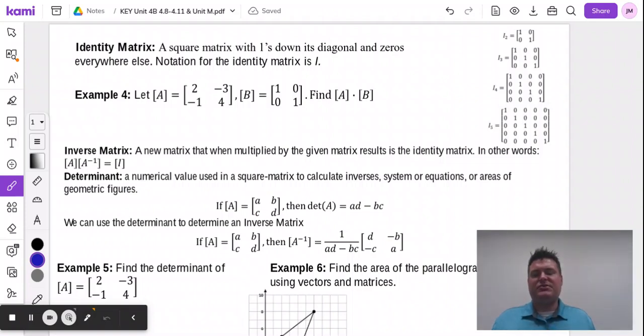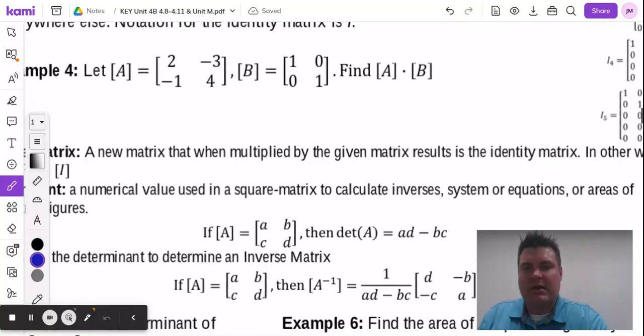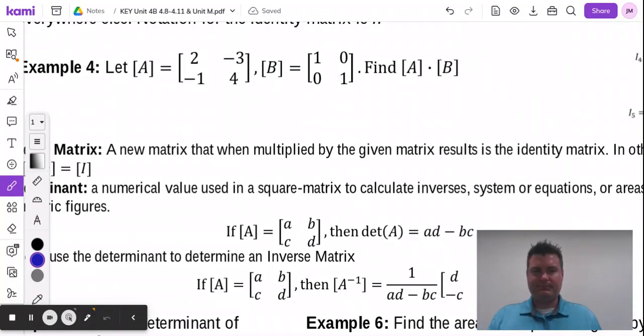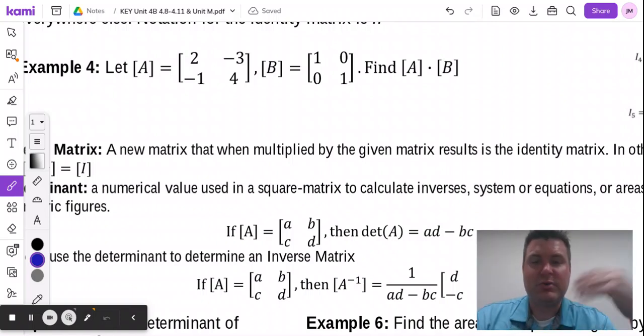It's known as an identity matrix. It means that when you do multiplication, you will get similar matrices. So for this one, for A times B, B is an identity matrix. It's an I sub 2 because it's a 2 by 2 identity matrix. So this is 2 by 2 times 2 by 2, which produces a 2 by 2.